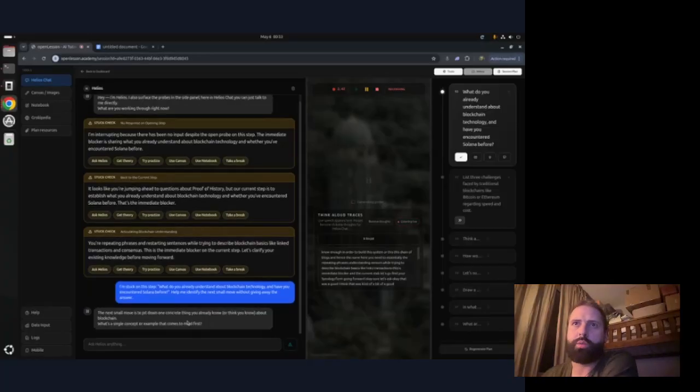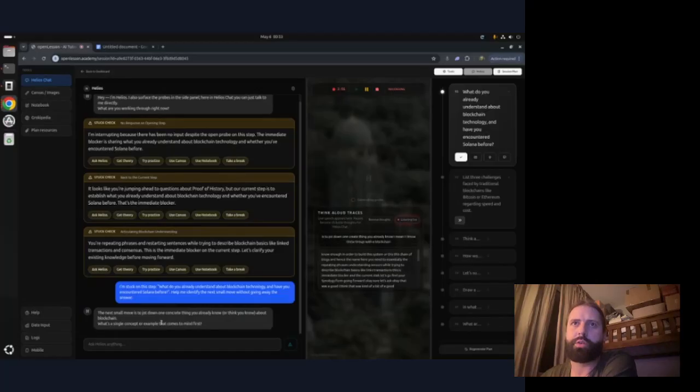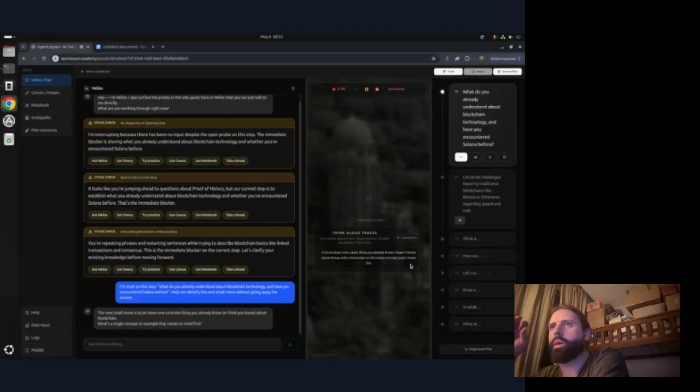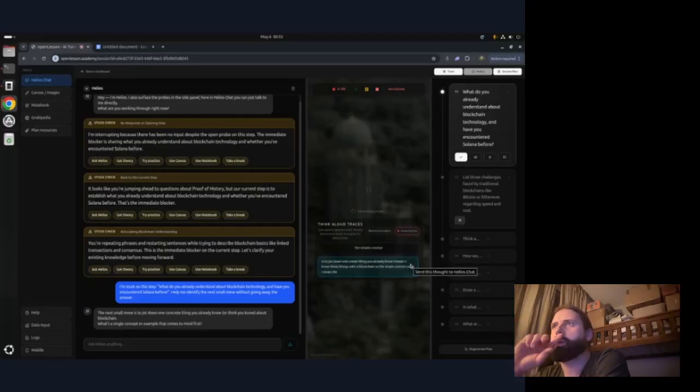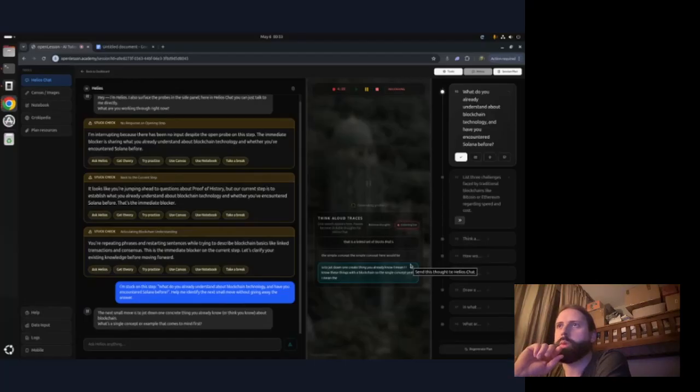Is to jot down one concrete thing you already know. I mean, I know this thing with a blockchain. So it's a single concept. Yeah, I mean, the simple concept here would be that it is a linked set of blocks. That's the simplest definition.